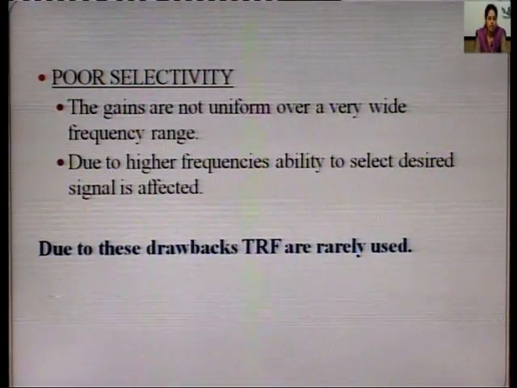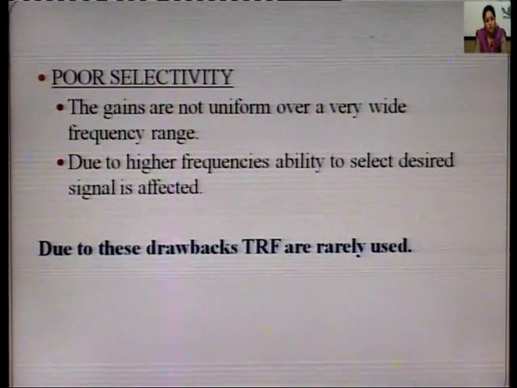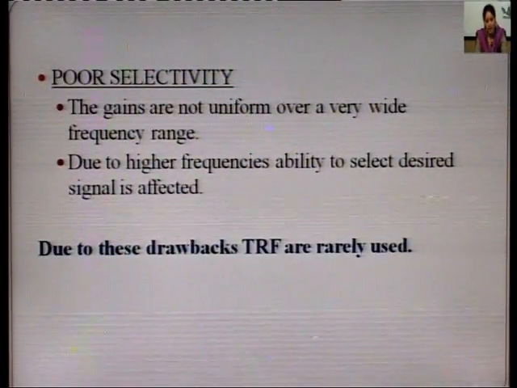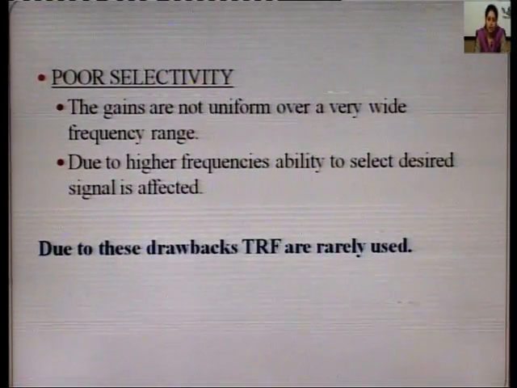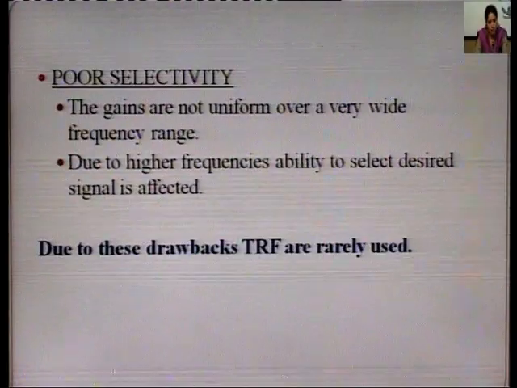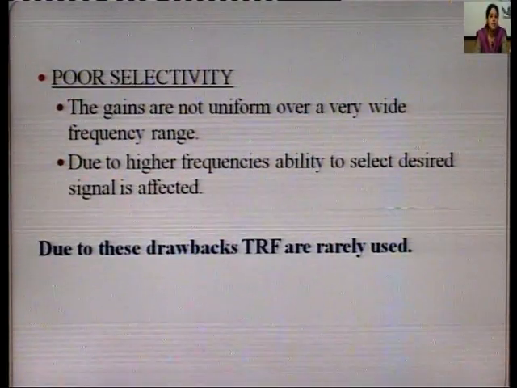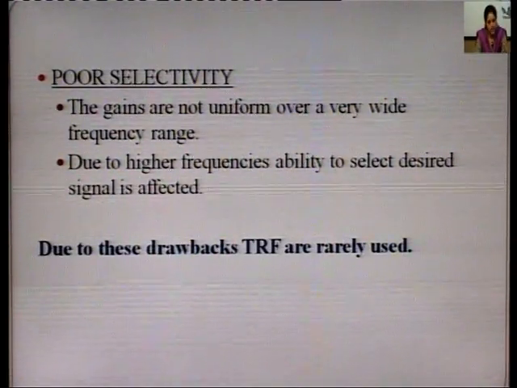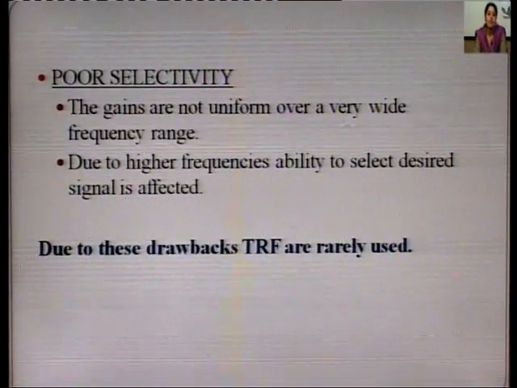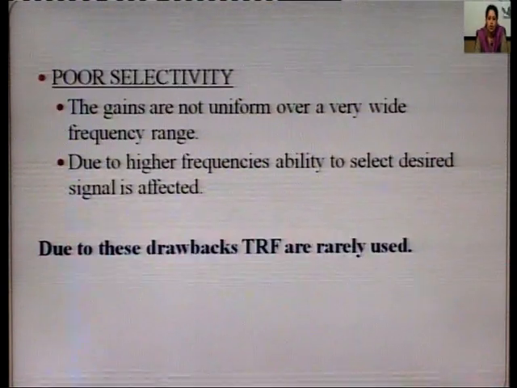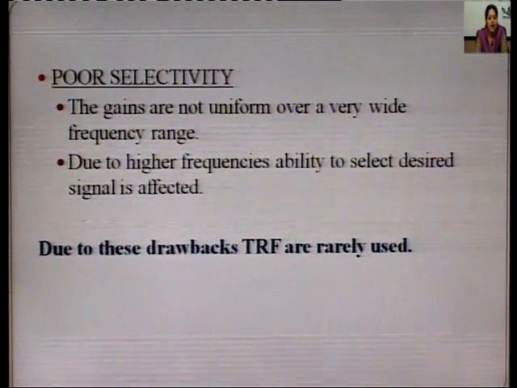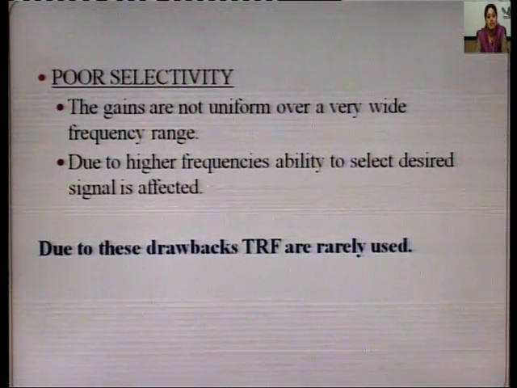That means you are not selecting the desired signal, you are selecting an undesired signal that is tuned to another bandwidth. You are not having a signal at 10 kilohertz bandwidth, you are getting a signal at 13.6 kilohertz bandwidth. So you are not selecting the desired signal, you are selecting the undesired signal, so you are having a poor selectivity.